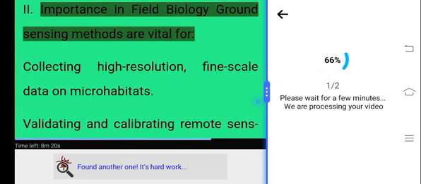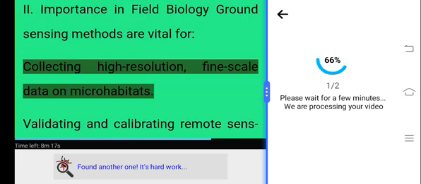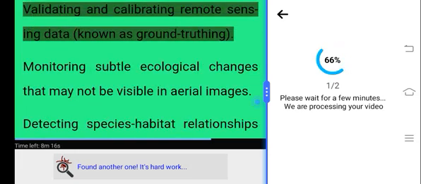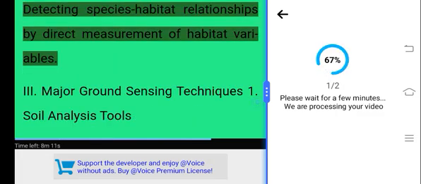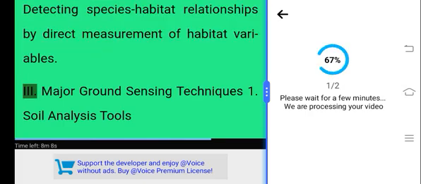2. Importance in field biology. Ground sensing methods are vital for collecting high-resolution, fine-scale data on microhabitats, validating and calibrating remote sensing data, known as ground truthing, monitoring subtle ecological changes that may not be visible in aerial images, and detecting species-habitat relationships by direct measurement of habitat variables. 3. Major ground sensing techniques.